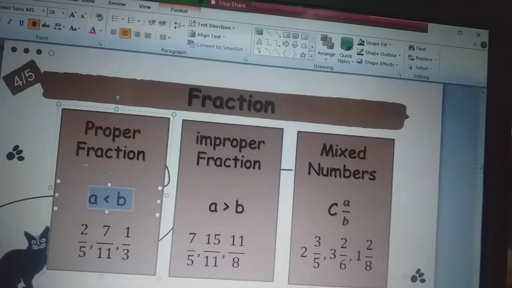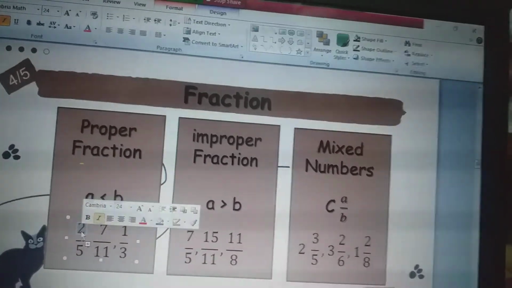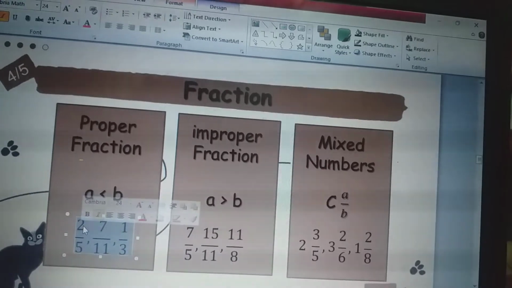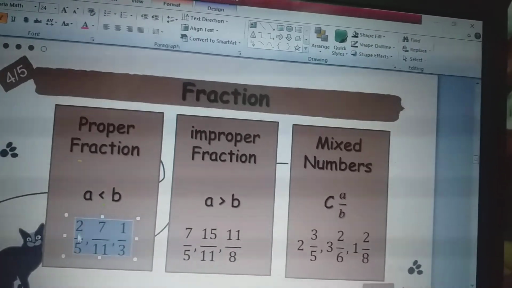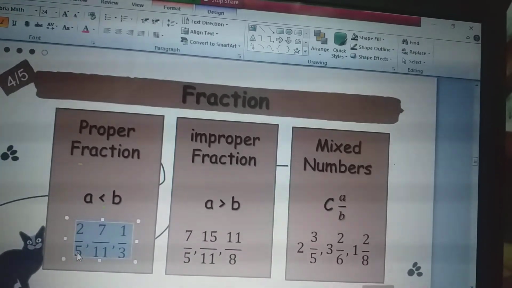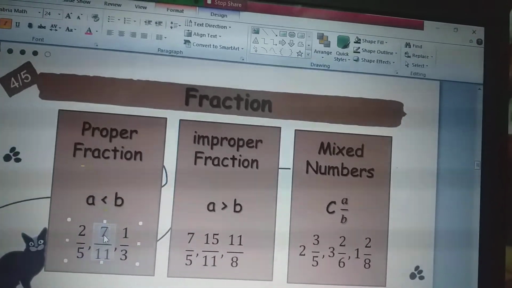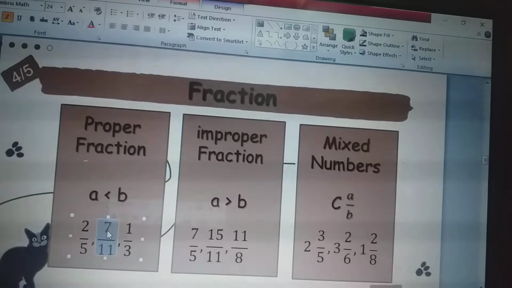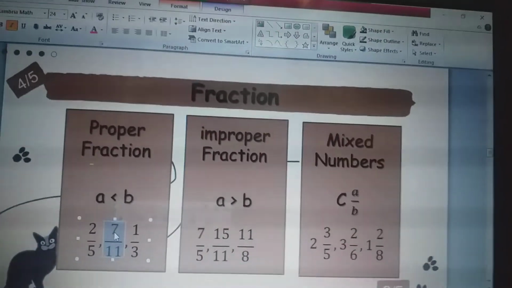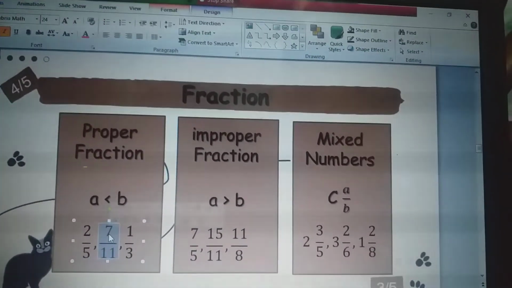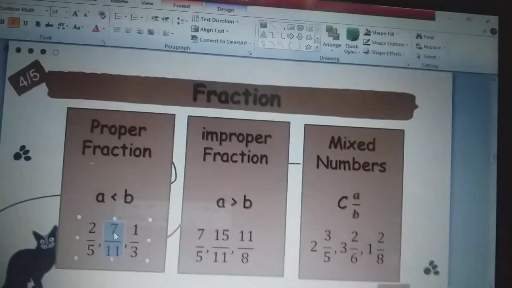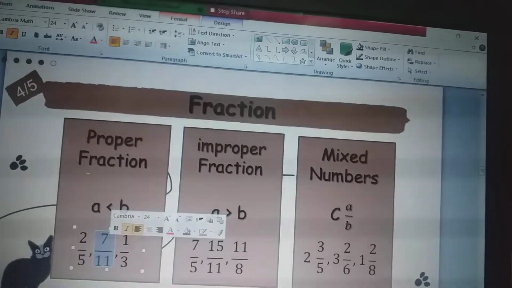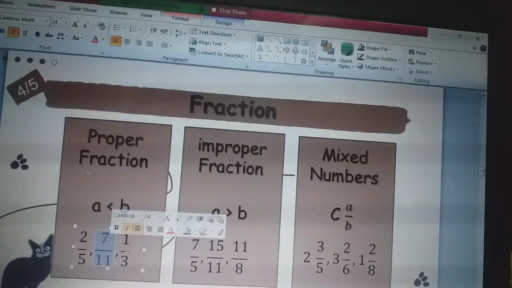So, we have here an example at the bottom. 2 over 5. So, 2 is smaller than 5. Si 2 po ay mas maliit sa 5. Then, the second one, 7 over 11. So, 7 is smaller than 11. Or 7, si 7 ay mas maliit sa 11. Then, the third example, 1/3. 1/3, so 1 is smaller than 3.